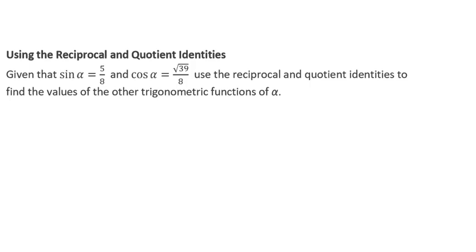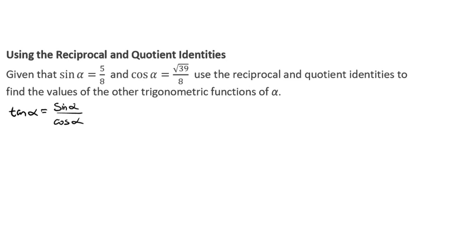So here we're given that the sine of alpha is 5 over 8, and that the cosine of alpha is radical 39 over 8. And we're going to use the reciprocal and quotient identities to find the values of other trigonometric functions of alpha. Now, given the values of the sine of alpha and cosine alpha, we can use the quotient identities to find our tangent of alpha and our cotangent of alpha.